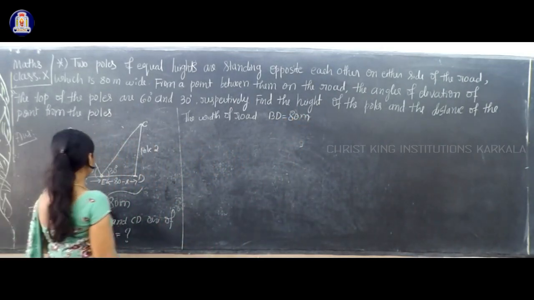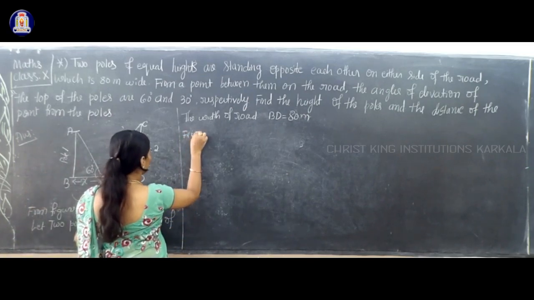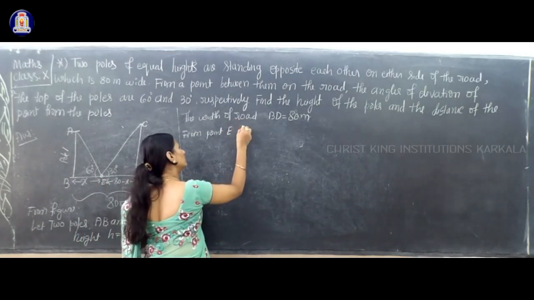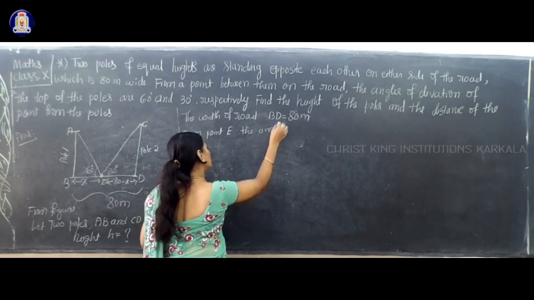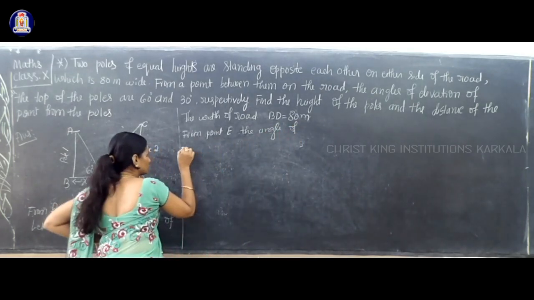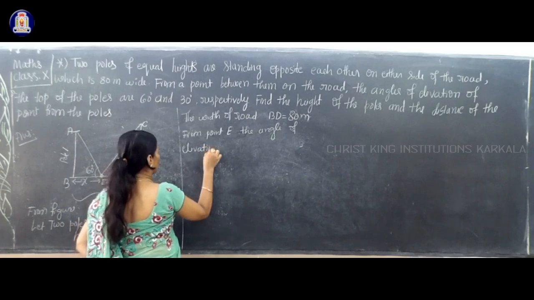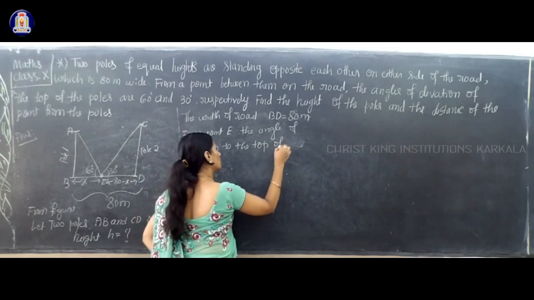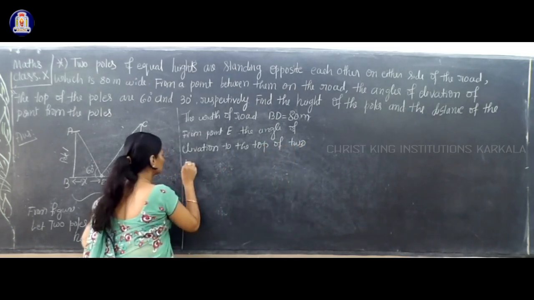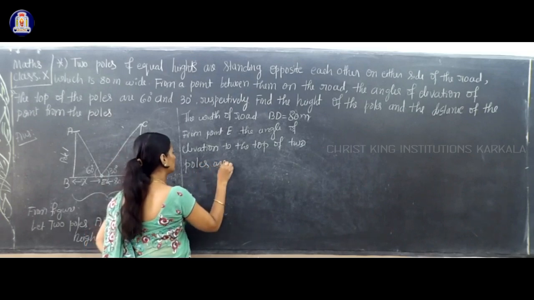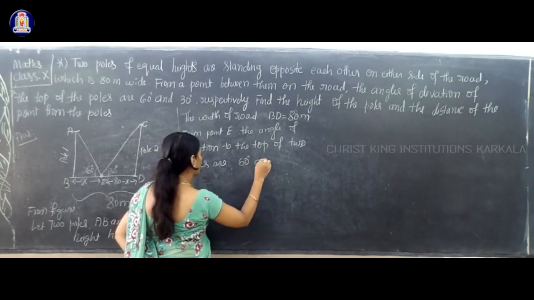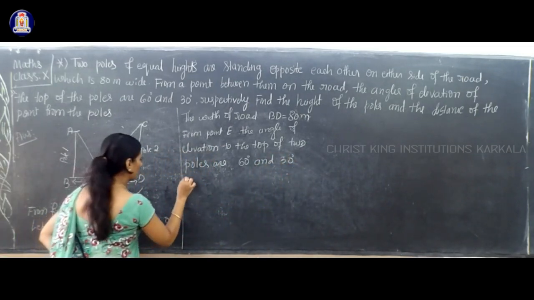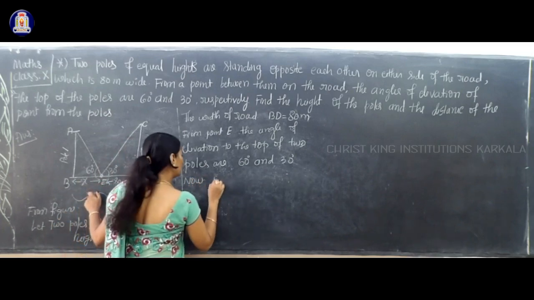Next, from point E, the angle of elevation to the top of the two poles. The two poles are how much here? 60 degree and 30 degree.